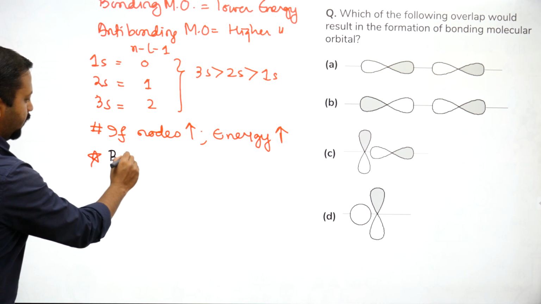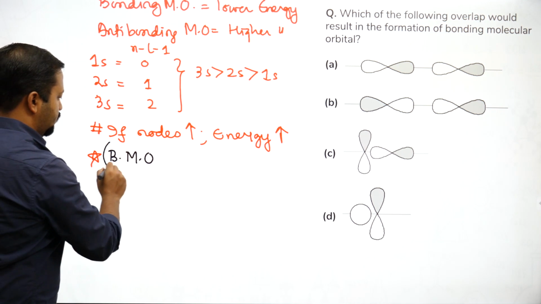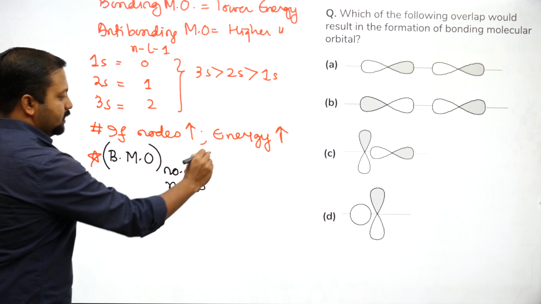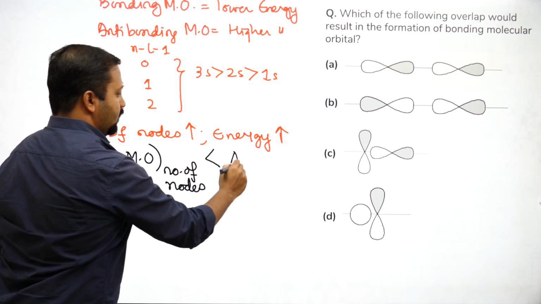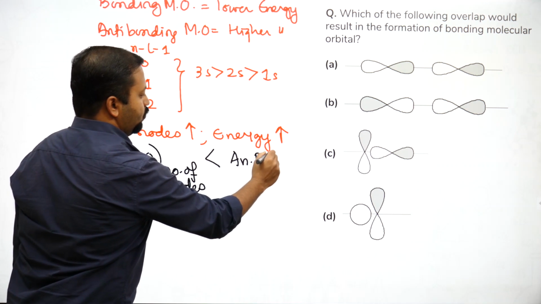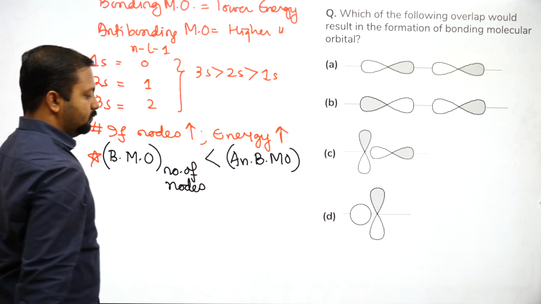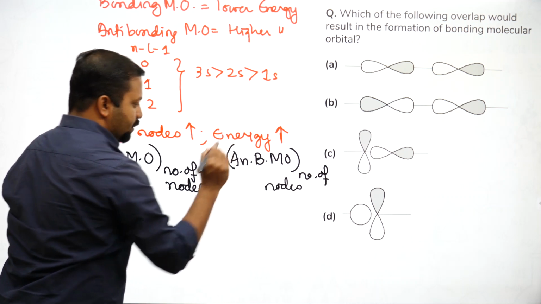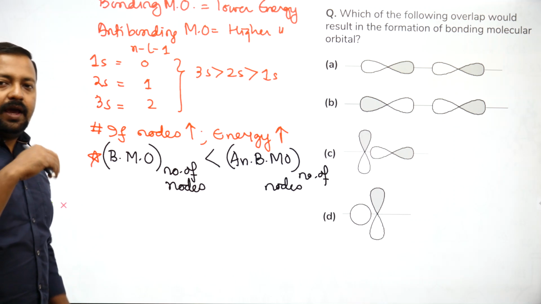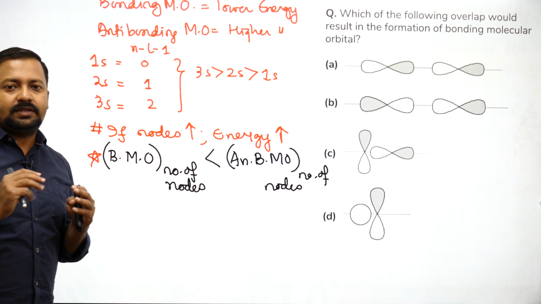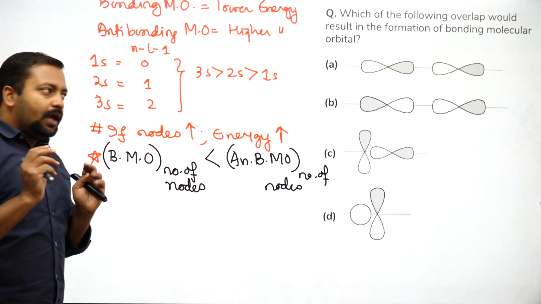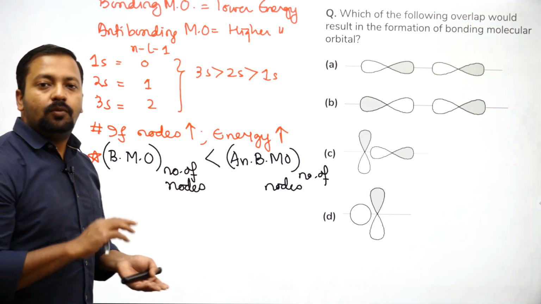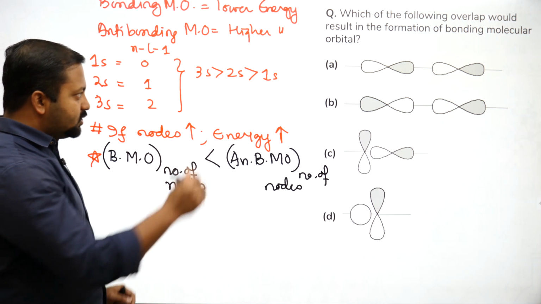In bonding molecular orbital, number of nodes is less than anti-bonding molecular orbital. Okay, so remember guys that the anti-bonding molecular orbital has higher number of nodes, and that's the reason it is having higher energy, or presence of an electron in anti-bonding is not favored. Presence of an electron in bonding molecular orbital is favored. Okay, let's look at how to solve this question.